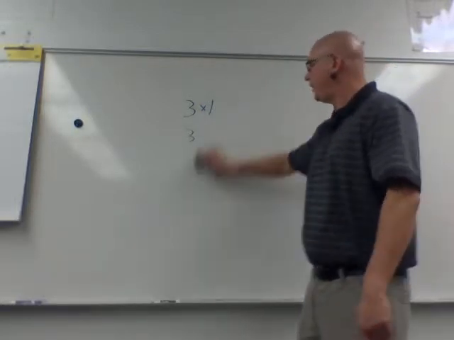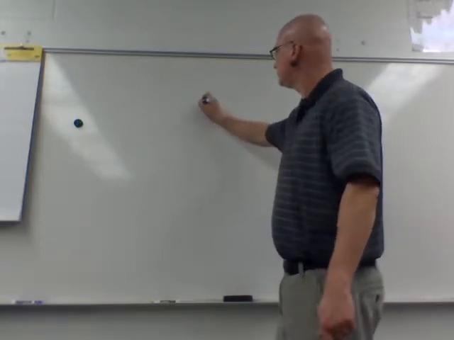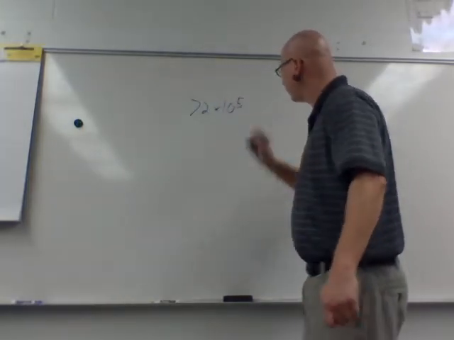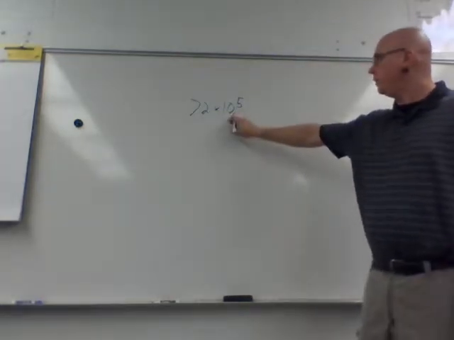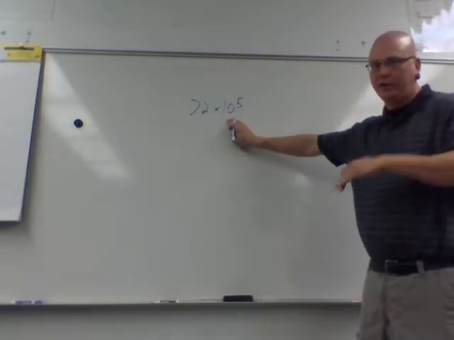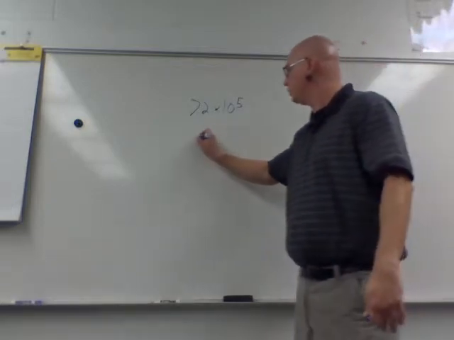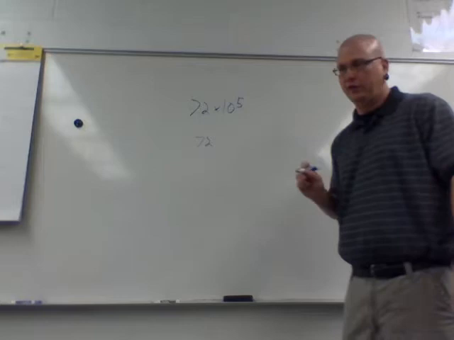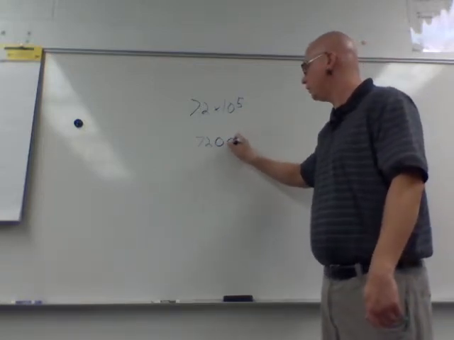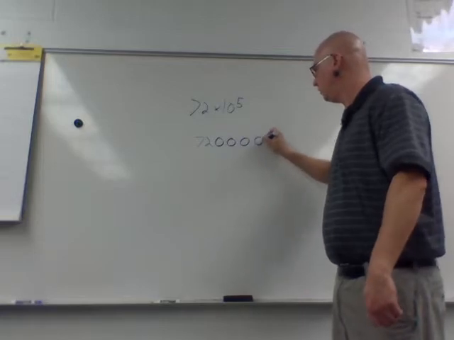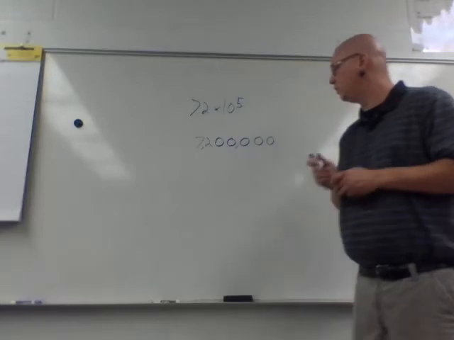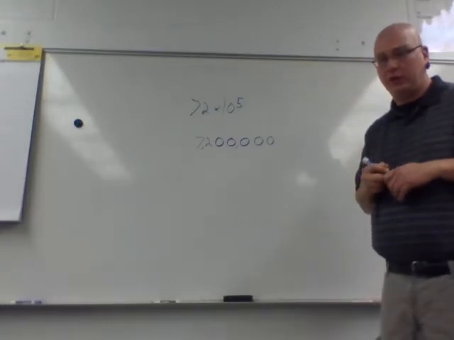So if we try a bigger number, we need 72 with 5 empty place values represented as zeros. There's our 72. 5 empty place values represented as zeros. 1, 2, 3, 4, 5. 7,200,000. It's as simple as that.